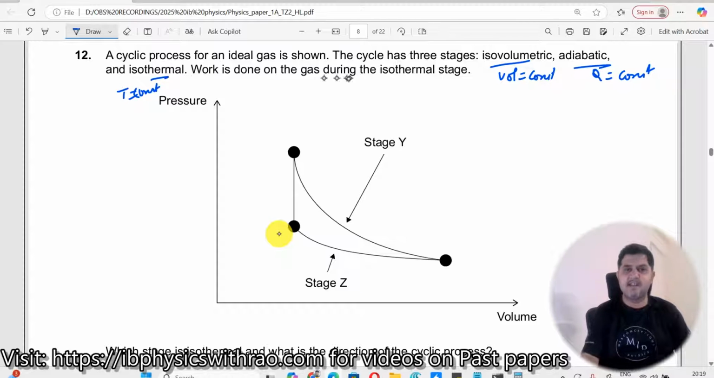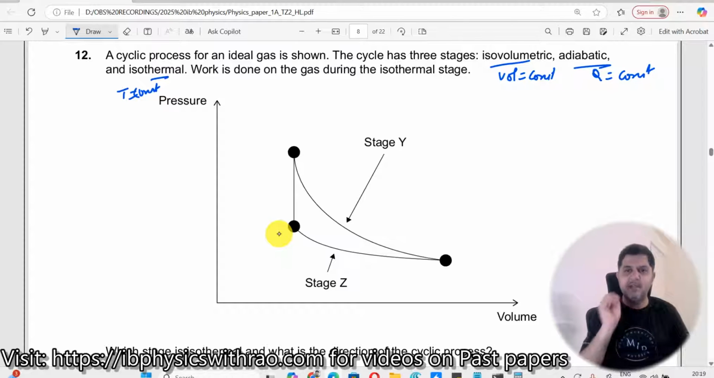Okay. Work is done on the gas during the isothermal stage, and this is what has been shown. Which stage is isothermal? What is the direction of the isothermal process? Now, what can be easily identified from here, from the PV diagram? Now you see, whichever is a constant, that can be easily identified. See here, all the three are constant.